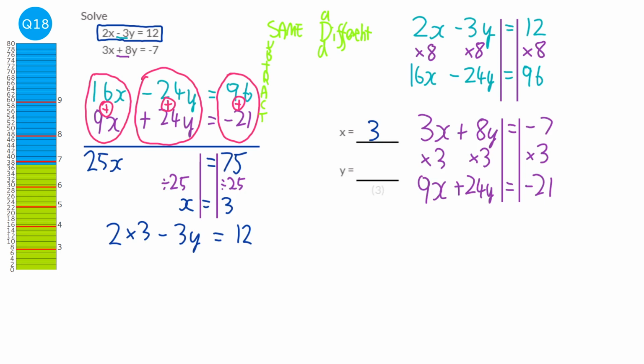Well, 2 times 3 is 6, so we're going to take away 6 both sides. And we've got a minus 3 as the coefficient there, so we're going to divide both sides by minus 3. So we've got y equals minus 2.